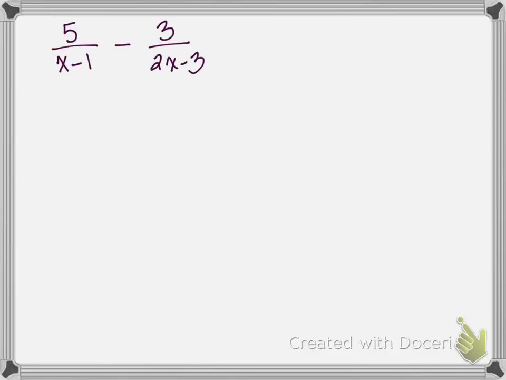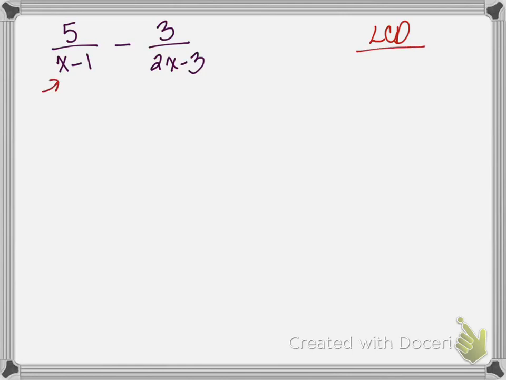Here we go. We are simplifying this. The reason that we know that we're simplifying, although on your test or quiz it will say simplify, is that we are not solving because we do not have an equal sign. So we cannot solve for a value of x because we do not have an equal sign. So what we have to do here is create two new rationals that have the same denominator.